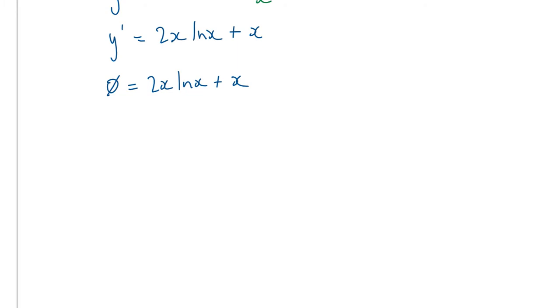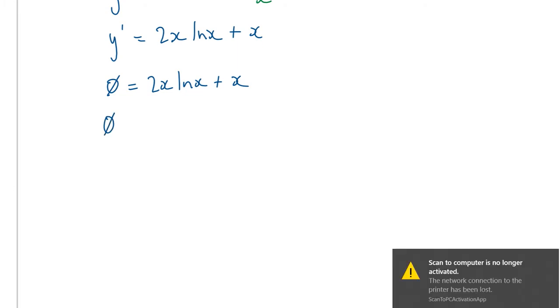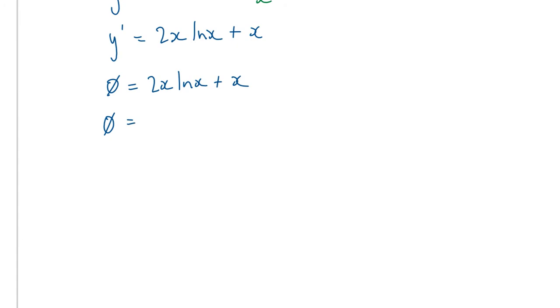Okay, so maybe you see what you have to do here. And it's factor out an x. Whoops, 2 ln x, I just factored out that x, plus 1. Okay. So therefore, x equals 0, or 2 ln x plus 1 equals 0.